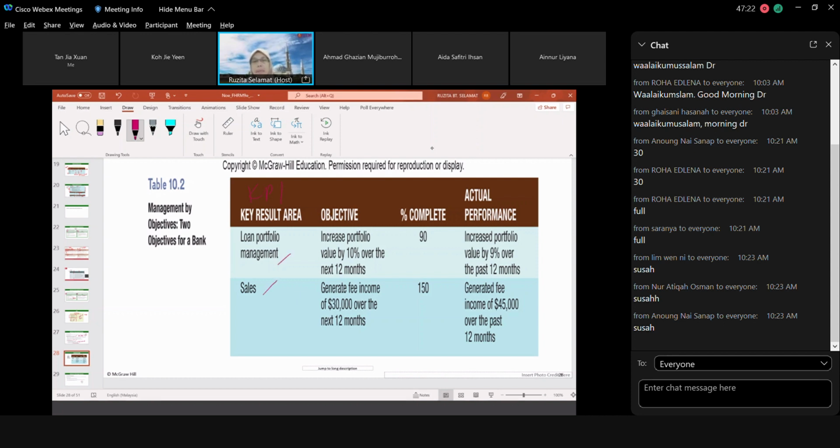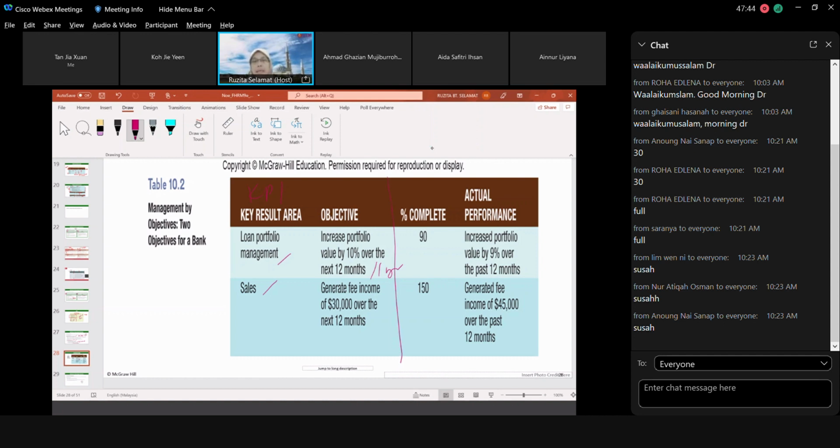The target for the particular year is to increase portfolio value by 10% over the next 12 months or 1 year lah, setahun, right? And in terms of sales, they want to generate fee income of 30,000 over the next 12 months, ataupun setahun juga, right? So let's say this is December, time to evaluate the achievement.